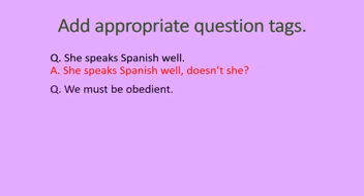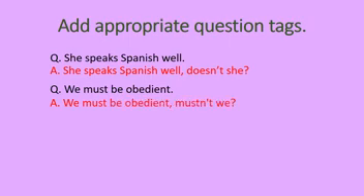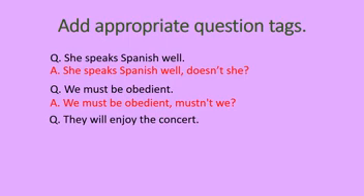Second question, we must be obedient. Again, we have the verb must and in positive form. So the answer will be we must be obedient, mustn't we? We just change the positive verb into a negative one in the question tag, and we remains we because it's already a pronoun.